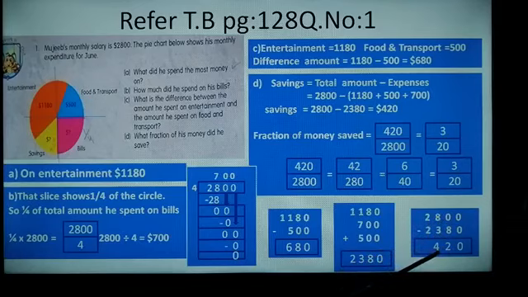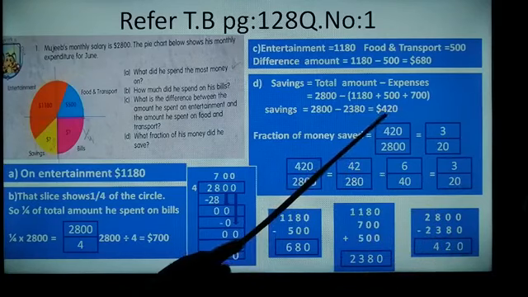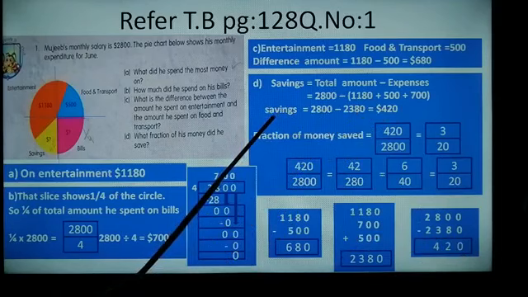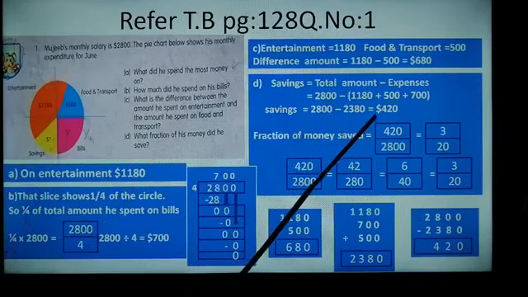7 minus 3 is equal to 4. So $420 he can save. Which month? In the month of June. Okay. Now we find out the amount.